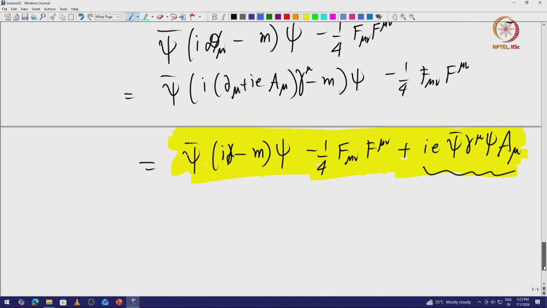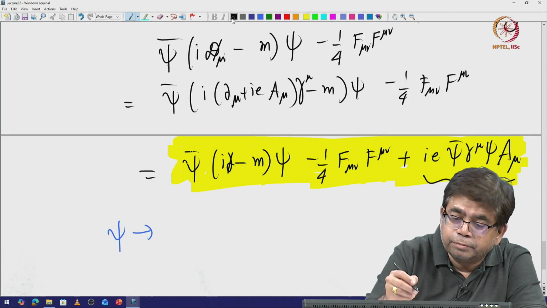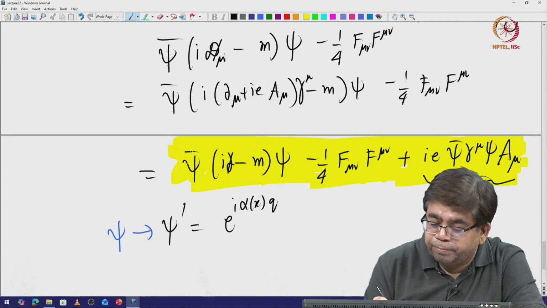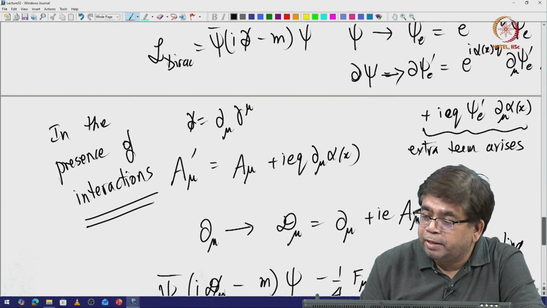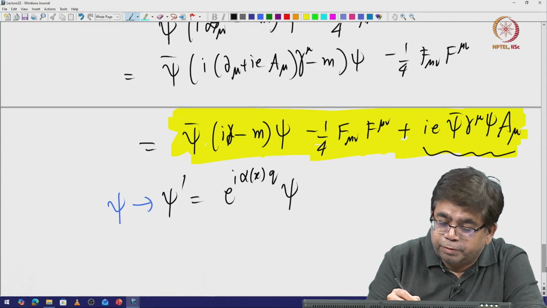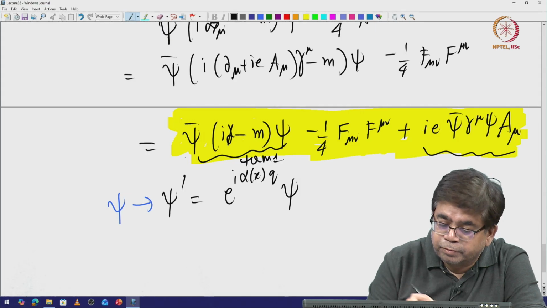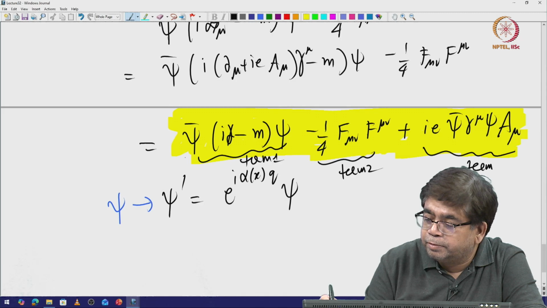I have still not convinced you how it works. Suppose psi goes to psi prime is equal to e power i alpha of x q psi. So, we have seen that there is an extra term coming from the first set of equations. So, the first set of equations give me this extra term. Let me call this term 1, term 2, term 3.